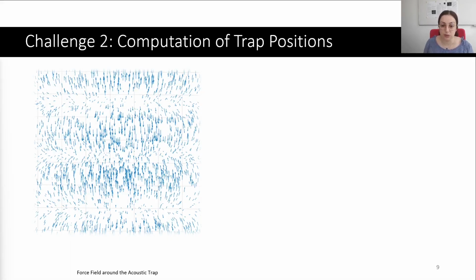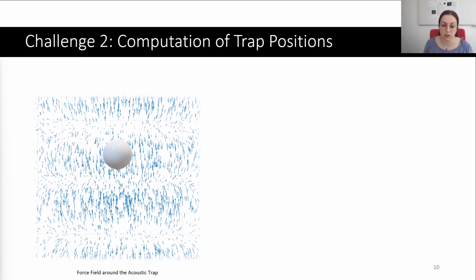Challenge 2 deals with the exact positioning of the acoustic trap. The figure visualizes the force field when a trap is generated at the center. A particle at the trap location is held in place because of the zero net force. If we now move the trap location, the force field changes and the particle can move. However, where exactly to place the trap is not intuitive.